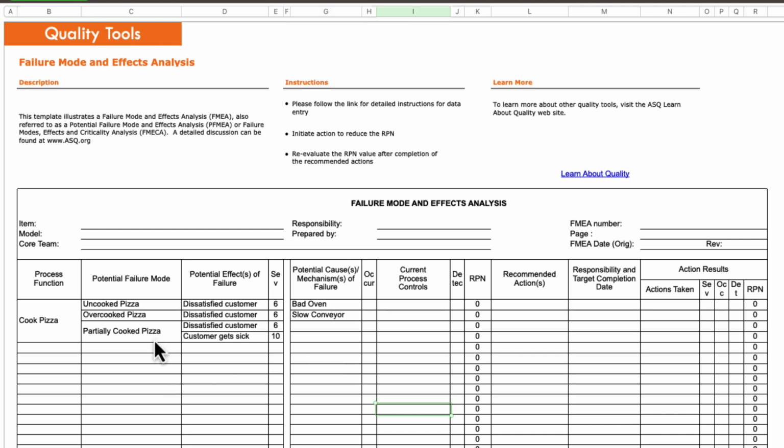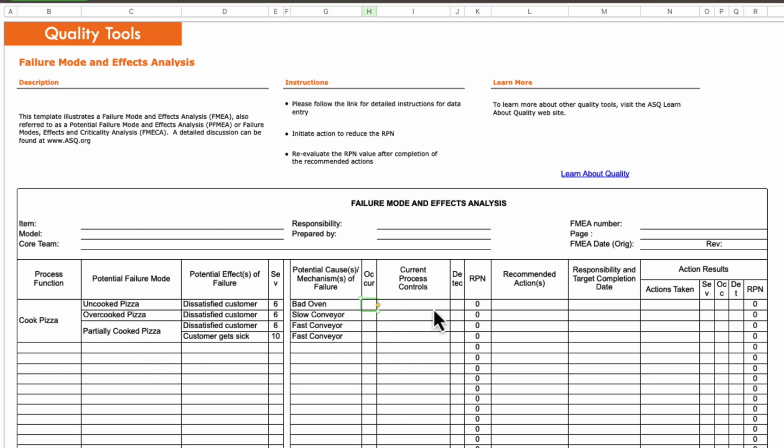Now, once we get down to partially cooked, a dissatisfied customer, well, if it's a partially cooked pizza, that means it is getting some heat on it, but it's just not getting enough heat to cook the pizza entirely. So maybe it's moving too fast through the conveyor, right? So it's not under the heat long enough, so you're getting a partially cooked pizza. All right, and then it would be fast conveyor for the next one too, right? Customer gets sick, it's because you have a partially cooked pizza. Again, remember, you're doing the potential cause and mechanism of the failure for the potential failure mode. So a fast conveyor would still be partially cooked pizza.